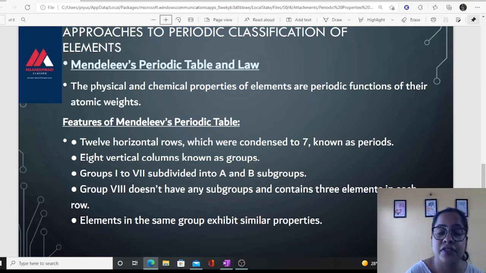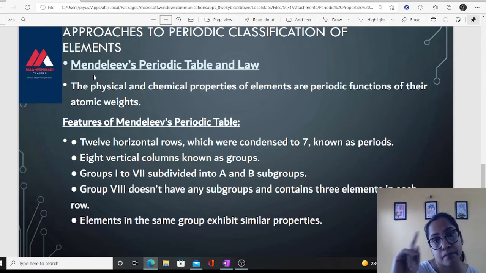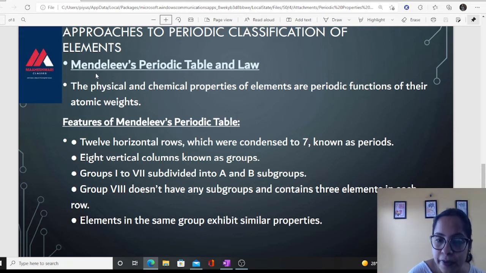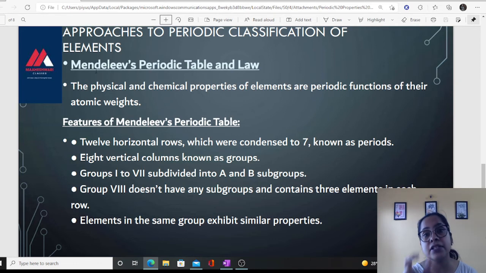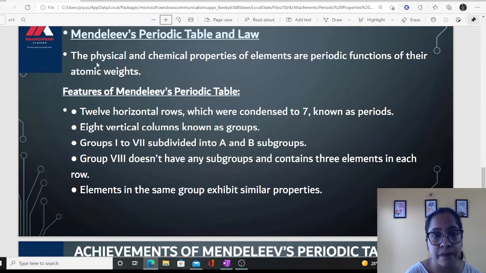Groups 1 to 7 were subdivided into A and B subgroups. This also you know. And group 8 does not have a subgroup, and it contains 3 elements in each row. This was of Mendeleev's periodic table, not the modern one. And elements in the same group exhibit similar properties. So now he was able to place elements with similar properties in the same group. This was an achievement, okay?